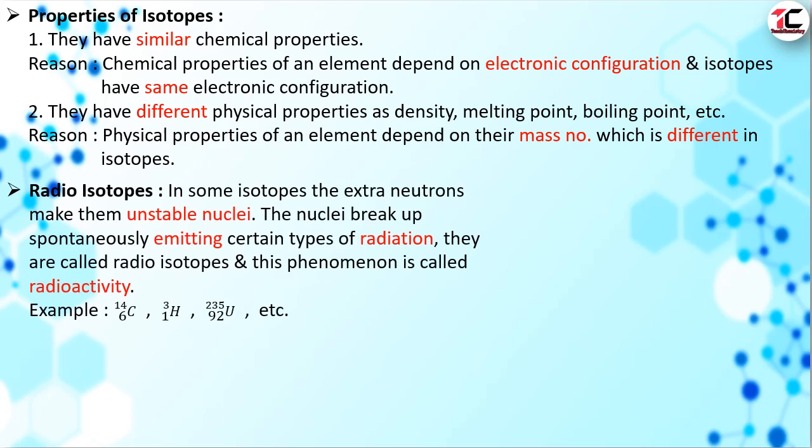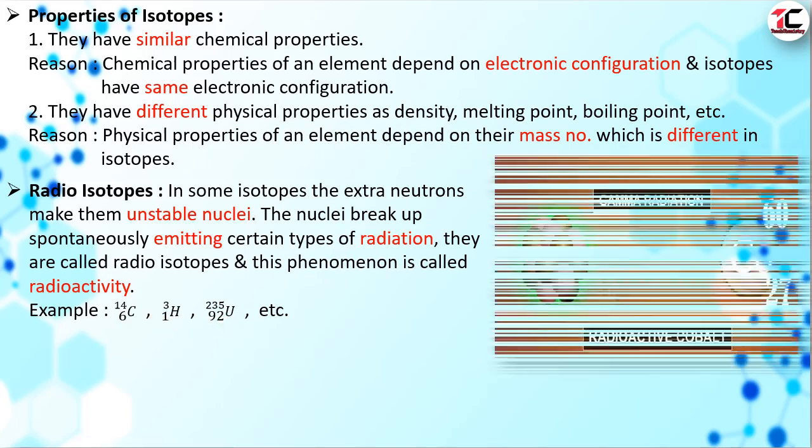And there are some isotopes that continuously emit certain types of radiation, and they are called radioisotopes, and this phenomenon is called radioactivity. Some examples of radioactive substances are C-14, H-3, uranium 92-235.